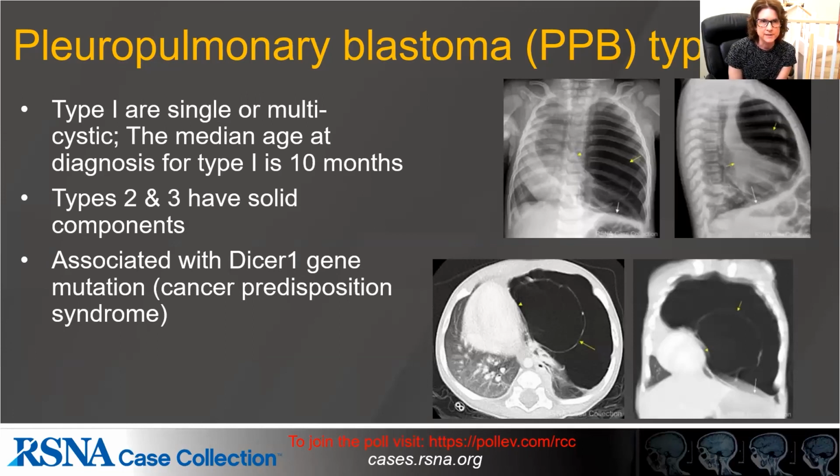The importance of this entity is that it has an association with the DICER1 gene mutation, and this is a cancer predisposition syndrome. So these patients may develop other cancers throughout their lifetime, and they need to be aware of that. And that is all for me.